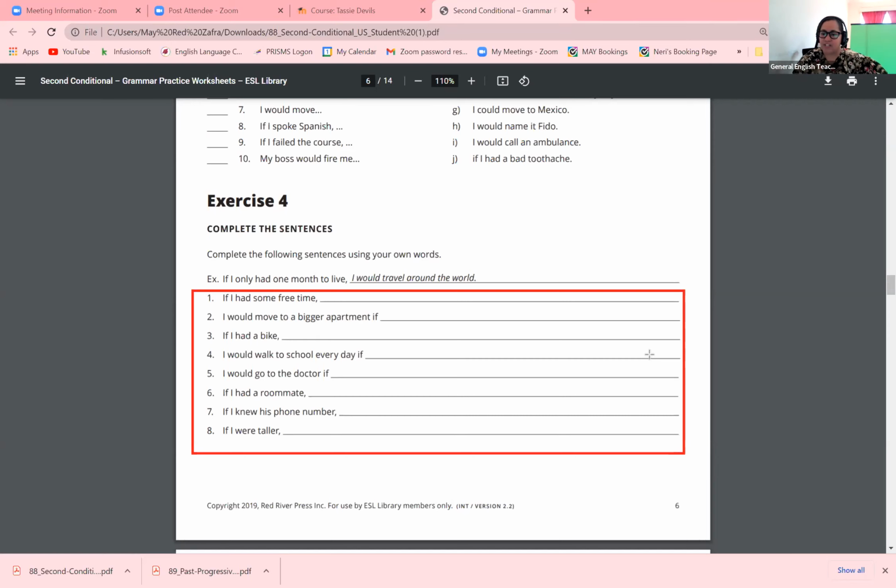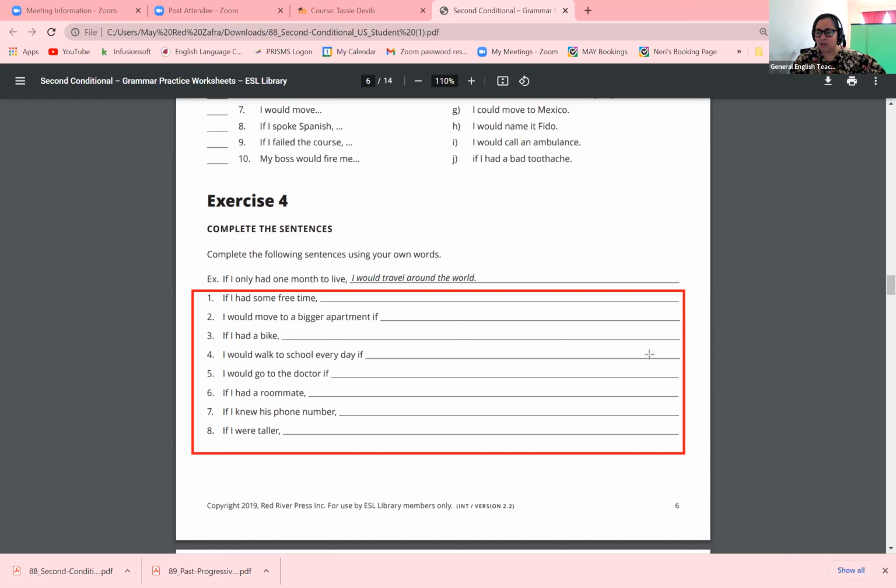If I had free time, Benara, start your sentence with a capital. If I had free time, I would go shopping, not go to shopping. Can you fix that for me, Ben? Go to shopping is wrong. I would go shopping. If I had some free time, I would meet my friends. Good. Muhammad, go to the next one.